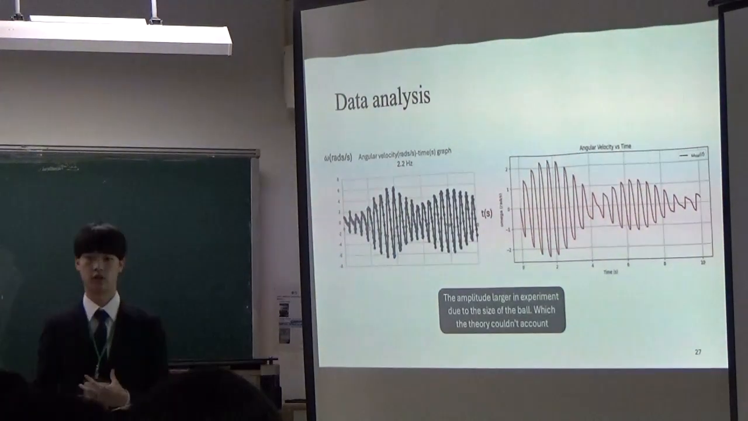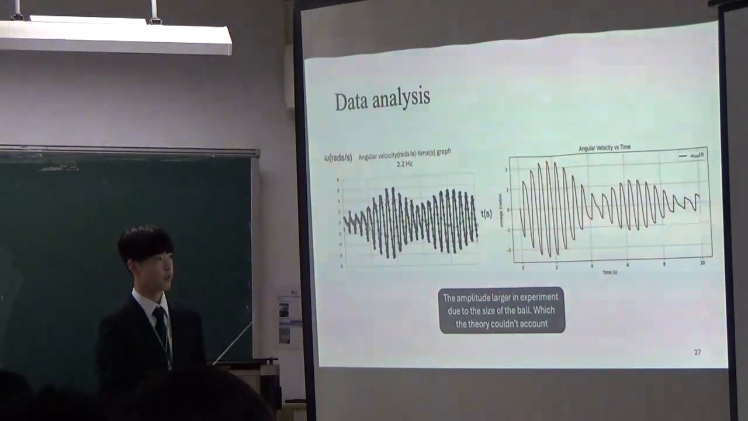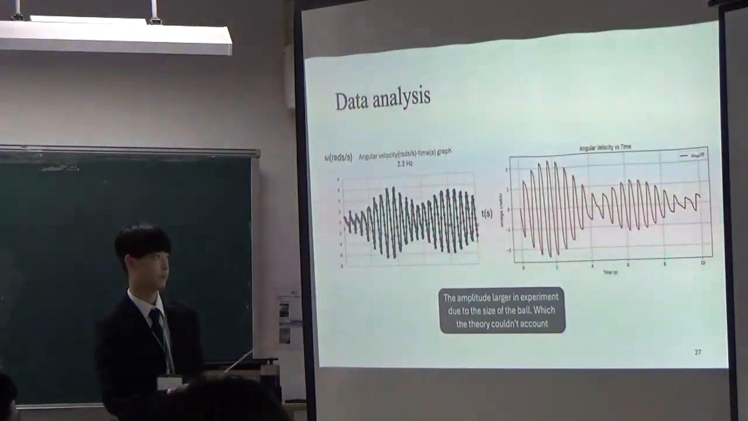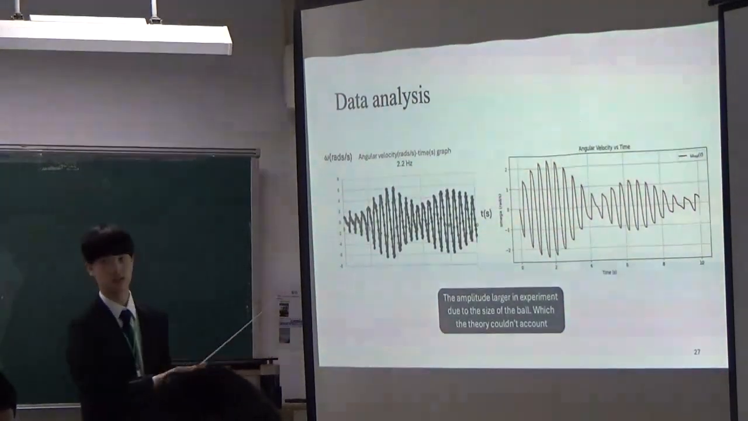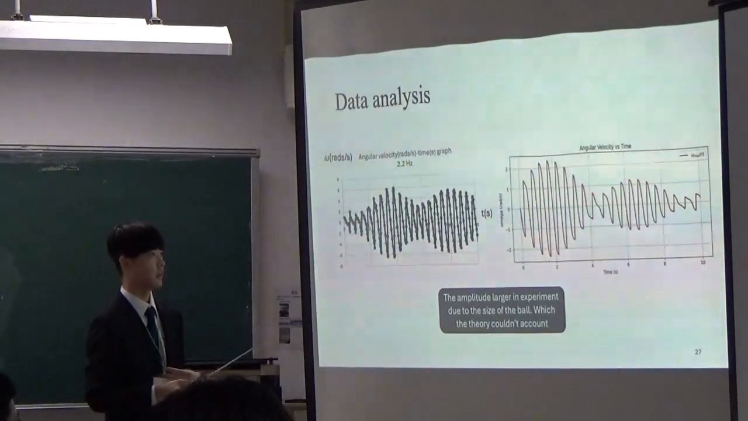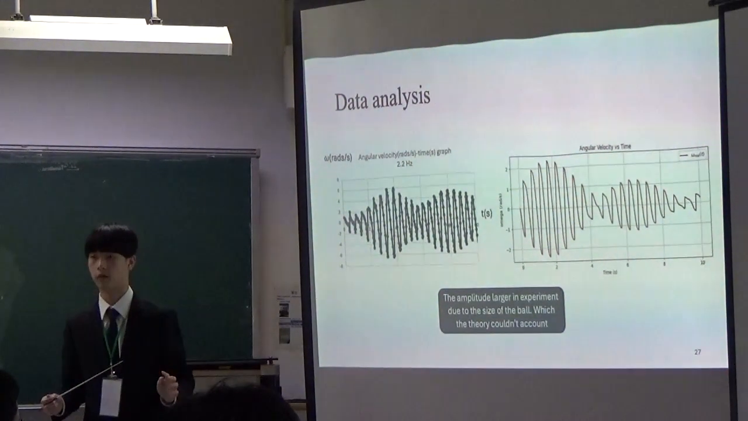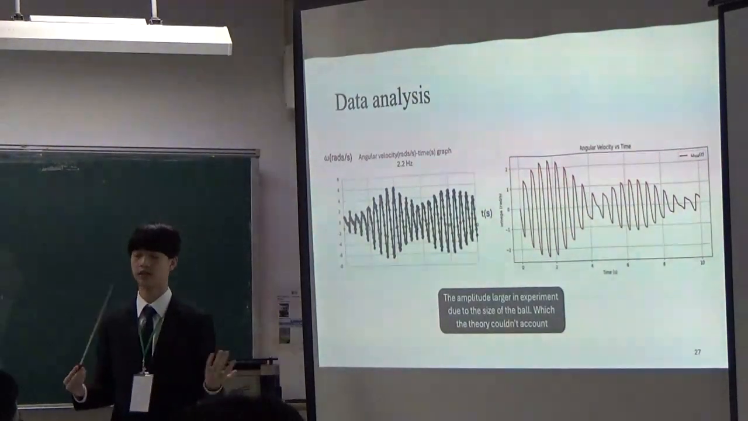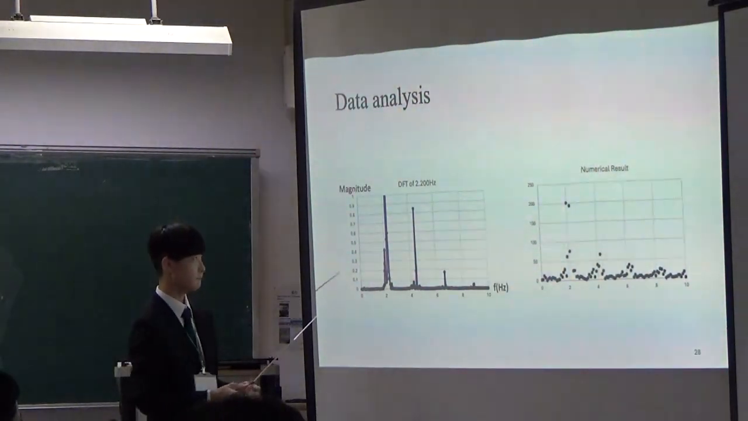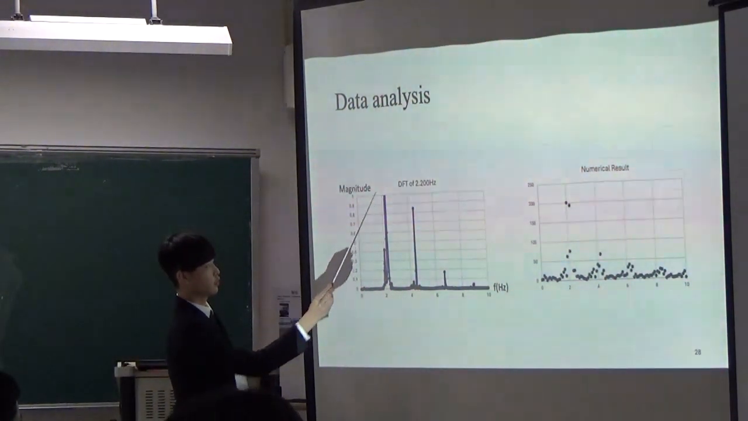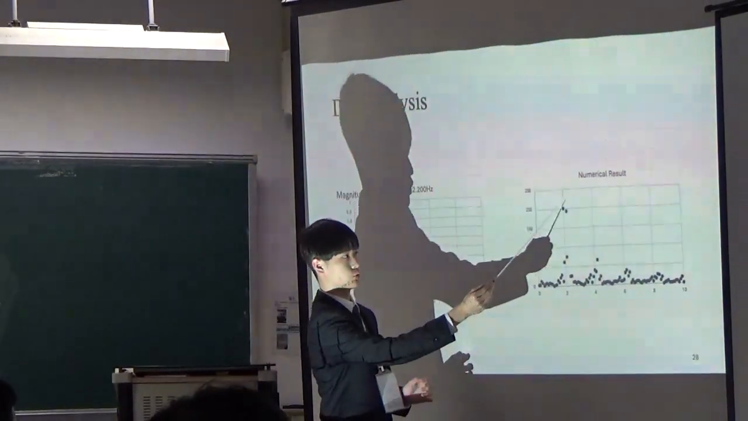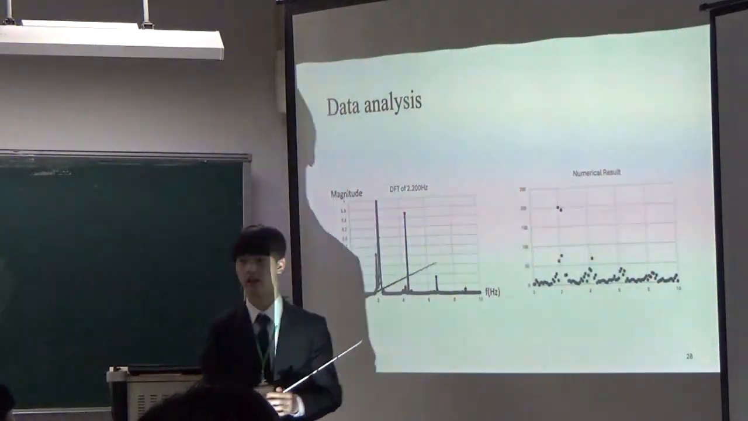But first, I would like to talk about the beat. Both in the experiment and the numerical solution, we can observe the beat. There is a difference: the one in reality has a larger amplitude. This is because of the volume of the ball, which our theory didn't consider. Here we do the Fourier transform. We can see peak values very close to each other, which cause the beat. Also, in the numerical solution, we can observe this situation.